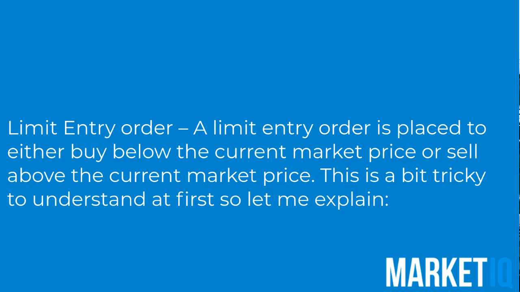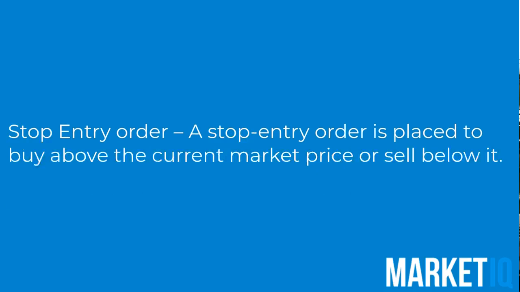Limit entry order. A limit entry order is placed to either buy below the current market price or sell above the current market price. This gets a little bit tricky to understand at first, so let me explain a little more. Stop entry order. A stop entry order is placed to buy above the current market price or sell below it. A take profit, or TP, is a point where, when the trade hits that price in the market, we'll be taken out of the trade.